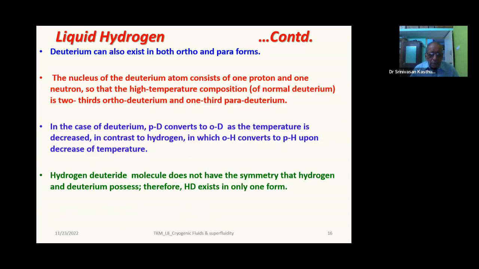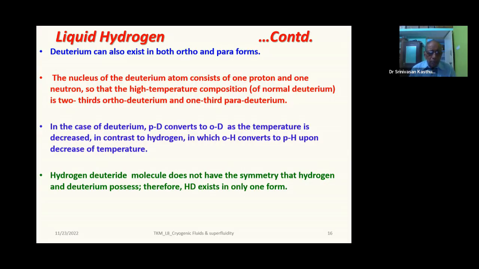Now this we have already discussed at length in the ortho-para conversion, because it's an exothermic reaction. It boils off a major quantity of the liquid that is already produced. Okay. Now let us come to deuterium. Deuterium also exists in ortho-para forms. The nucleus of deuterium consists of 1 proton and 1 neutron, and at high temperature the composition of normal deuterium is 2/3 orthodeuterium and 1/3 para-deuterium.